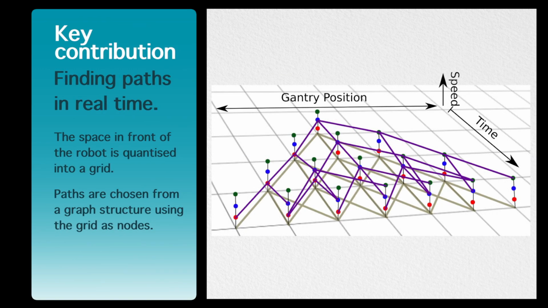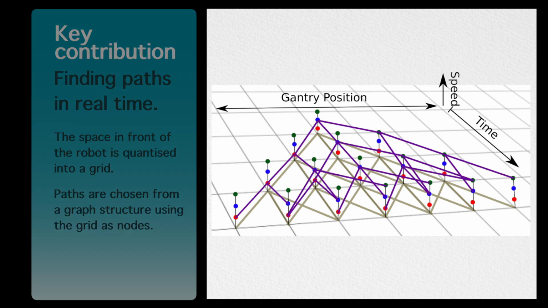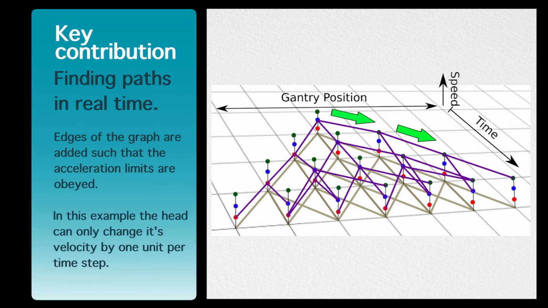The method starts with quantizing the space defined by time and gantry position into a grid. On this grid, a directed acyclic graph is formed in a manner that ensures the change in speed at each node is acceptable. As you can see from this simplified example, the head cannot transition from going full speed one way to full speed the other way.